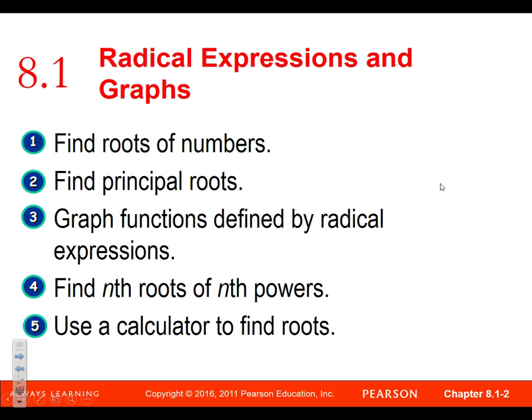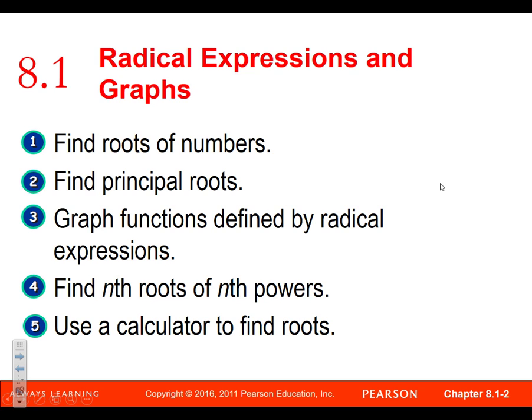We're going to graph functions defined by radical expressions. So take a look at what those graphs look like. They're actually quite simple, so don't let that intimidate you. We're going to find the nth root of nth powers. So no matter what root and what power it is, and that means you're taking the root of something that has a power inside. And you'll see what we mean when we get there.